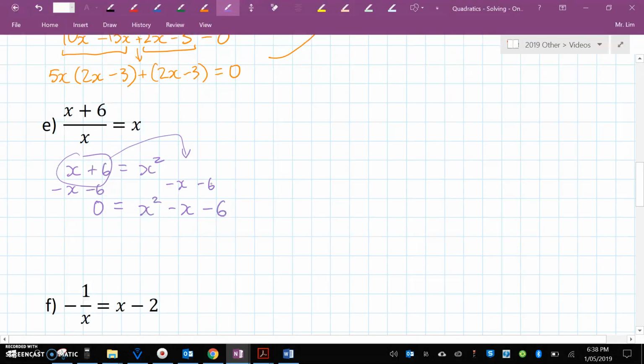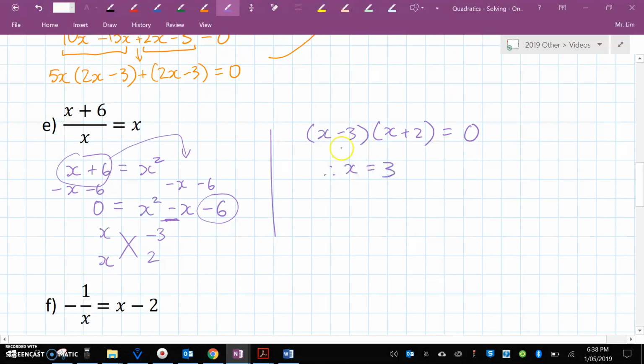Trinomial. Monic. So cross cross x x. Two numbers that multiply to negative 6 but add to negative 1 are minus 3 and 2. So when we factorize this, we get x minus 3 times x plus 2 is equal to 0. Therefore, x is equal to 3. Remember, opposite sign. Or minus 2. Opposite sign.